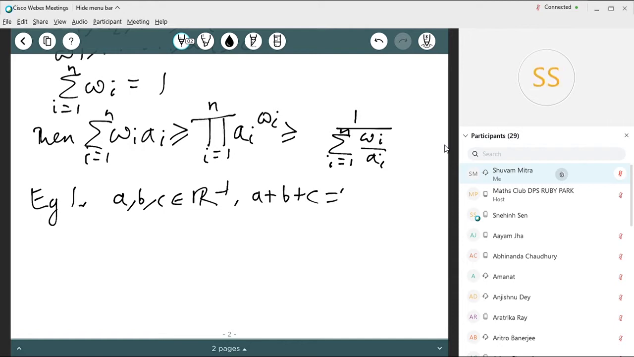Well, a plus b plus c is equal to 3. It's given to us, and prove that, for the first time till now, if you have realized, all the powers which we had in our examples were constant numbers, generally natural numbers, or even if not natural, a constant number. Over here we will have the variables as the powers. Prove that a power b times b power c times c power a is less than or equal to 1.